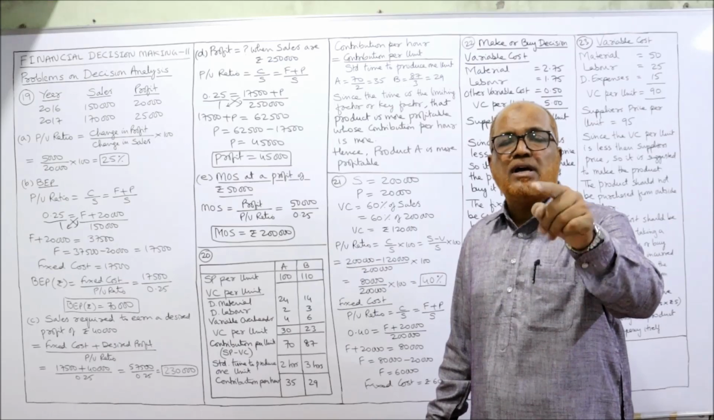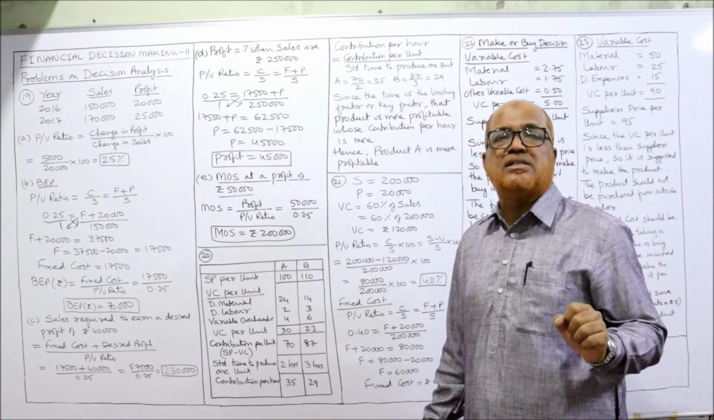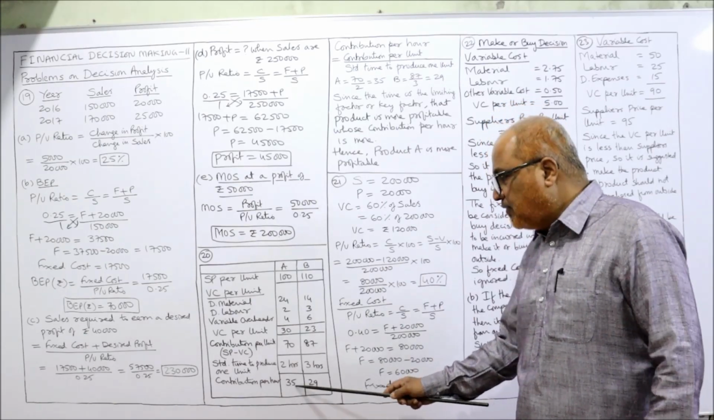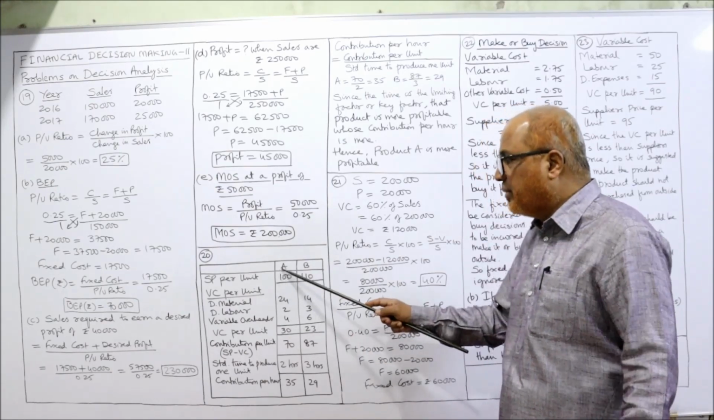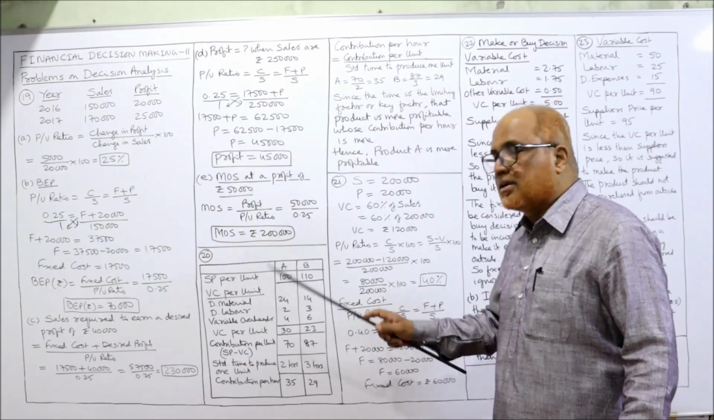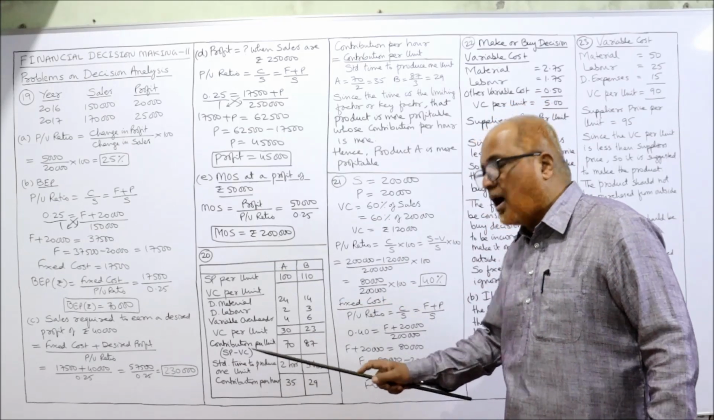So whichever product has more contribution per hour, that product is suggested, recommended, profitable. So here 35 rupees is the more contribution per hour which we get from A product. So final answer is we suggest the company to go for product A since it gives more contribution per hour.